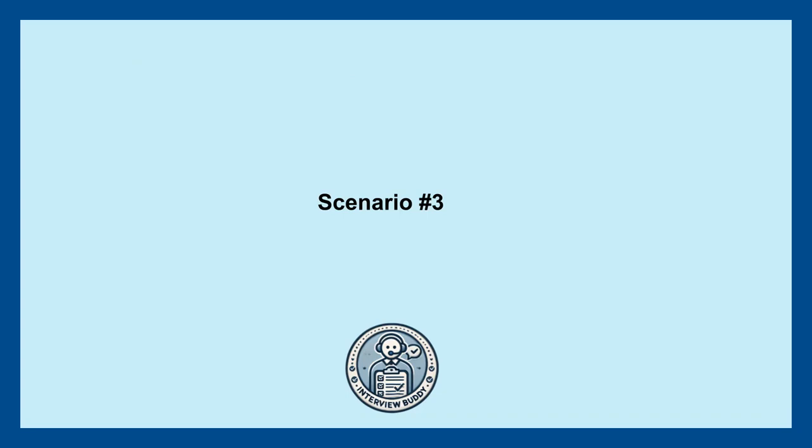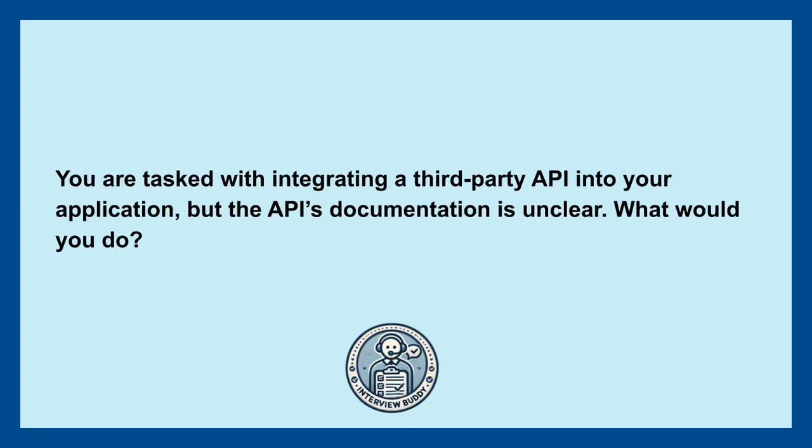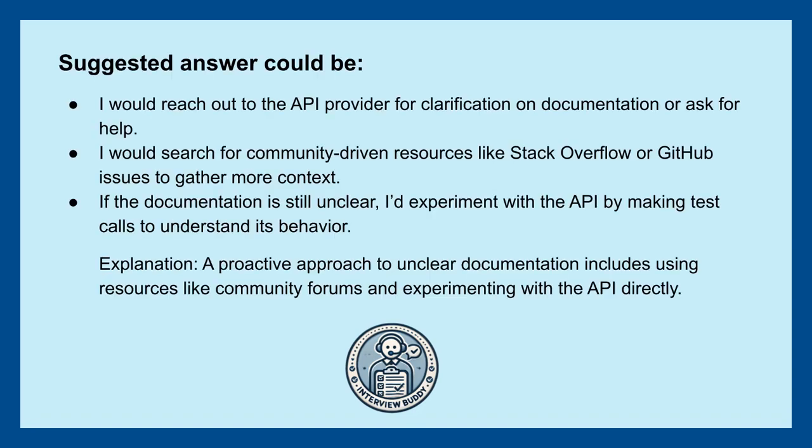Scenario number 3. You are tasked with integrating a third-party API into your application, but the API's documentation is unclear. What would you do? I would reach out to the API provider for clarification on documentation or ask for help. I would search for community-driven resources like Stack Overflow or GitHub issues to gather more context. If the documentation is still unclear, I'd experiment with the API by making test calls to understand its behavior.